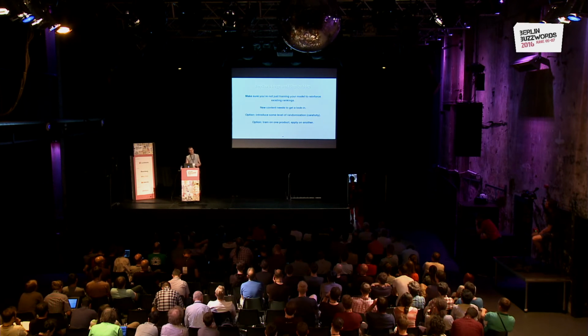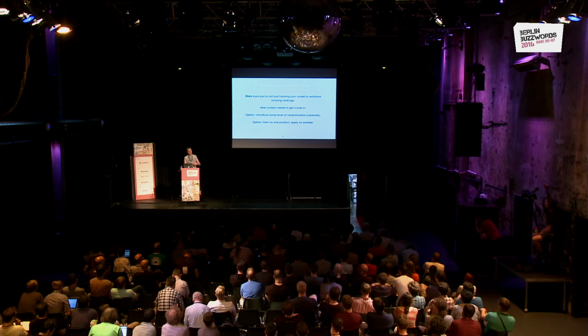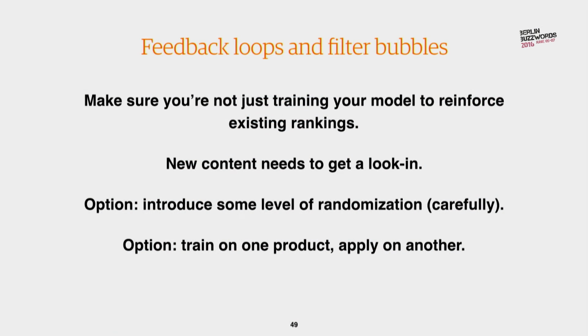One aspect of that is avoiding feedback loops and so-called filter bubbles. If you're building a target ranking and then presenting search results based on that, and then using clicks on those same search results to improve the model, and so on, you can see how that gets kind of circular. It introduces a feedback loop. So you have to be careful not to train your model to just recreate existing rankings.